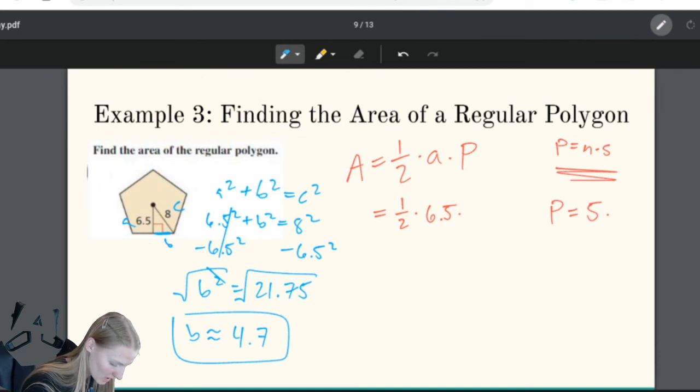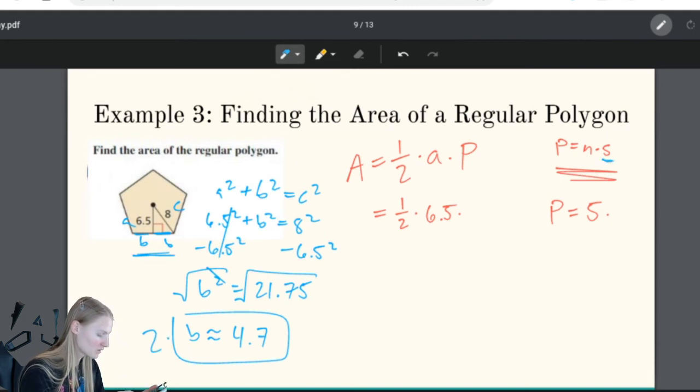We want the entire thing. So this is b and this is b, so we need to take 2 times b in order to get our side length. So our answer times 2 is 9.3. And I know 4.7 times 2 is 9.4, but I'm just going off what the calculator said. 4.66 times 2 or whatever. Okay, so, beautiful. Let's go back to our formula right here.